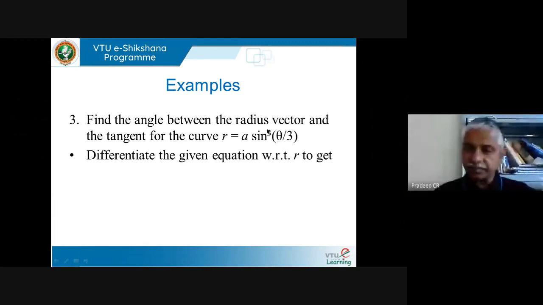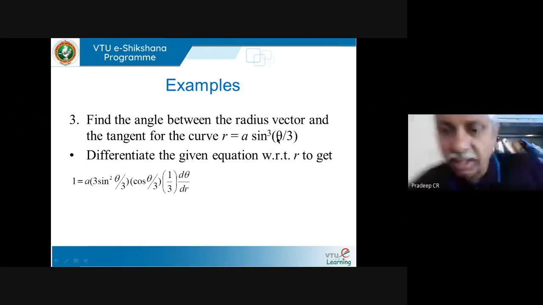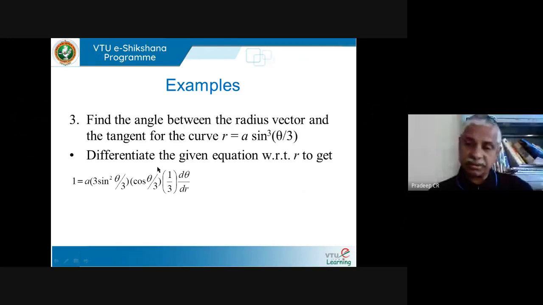on the right-hand side, a is constant, so I'll retain a, and differentiate sine cube theta by 3 with respect to r. Remember the chain rule, that is what it is. If you differentiate this with respect to r, the derivative of r with respect to r is 1. Now let us differentiate the right-hand side with respect to r. So on the right-hand side a is constant, so I pull it out, then I'll get only d by dr of sine cube theta by 3.